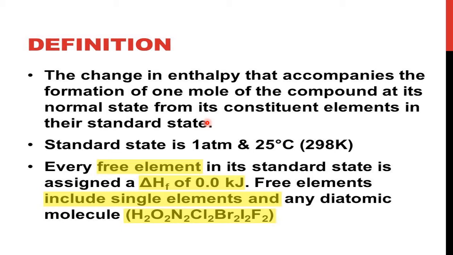What are standard conditions? Pressure is 1 atmosphere, that is normal atmospheric pressure. Temperature is room temperature, 298 Kelvin or 25 degrees centigrade, and the chemicals should be pure, 100% pure chemicals.